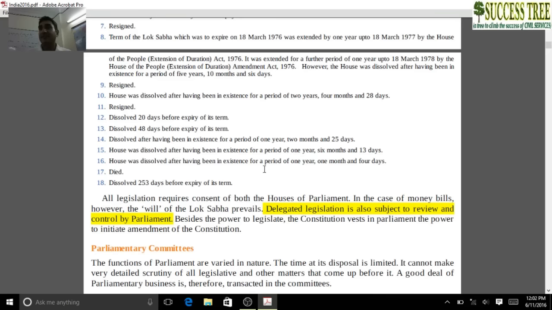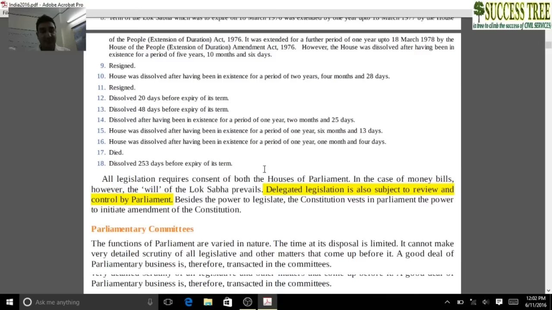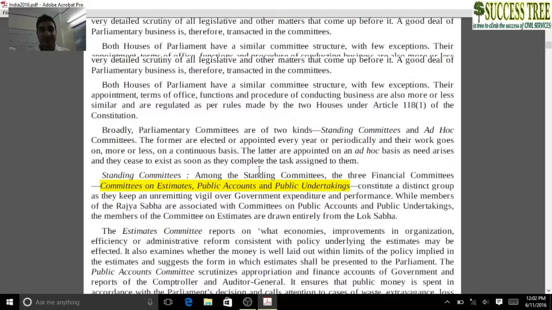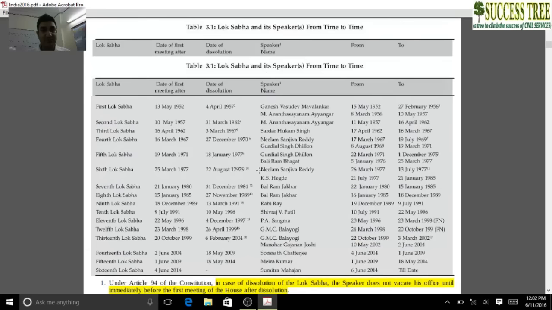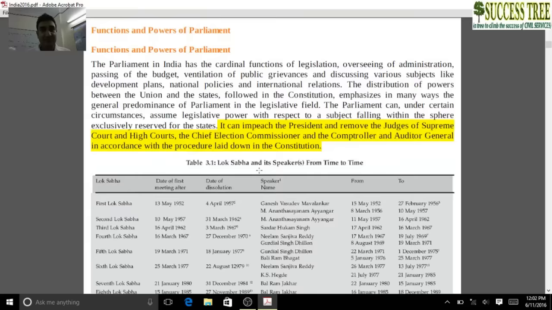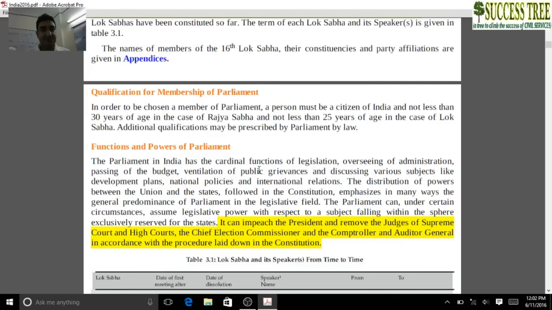But it doesn't take away the powers of Parliament, the legislature, to look over and monitor those delegated legislation. Because the delegated legislation should come under the broad principles of the law that has been passed. It should not go beyond that law or come in conflict with the original law, because those are only part of that. I don't know which page number it is, because the ebook doesn't show page numbers. Keep flipping the pages until you see the functions and powers of Parliament.